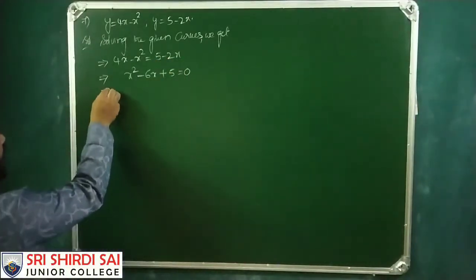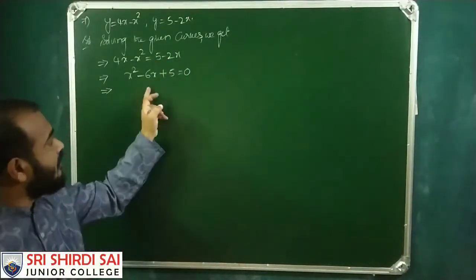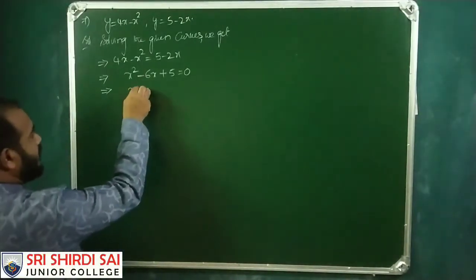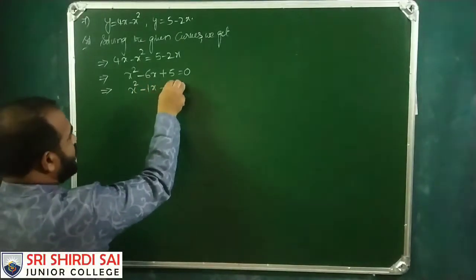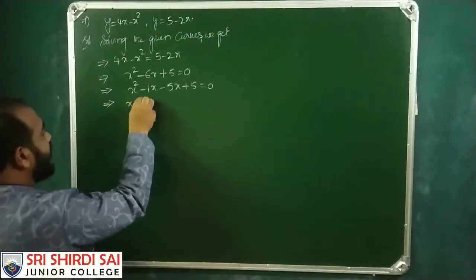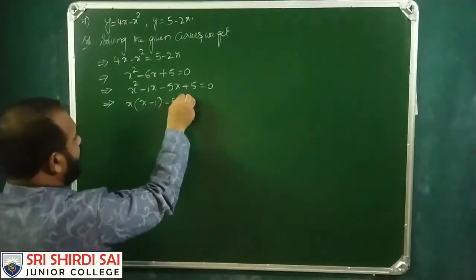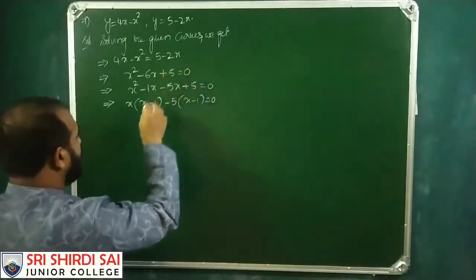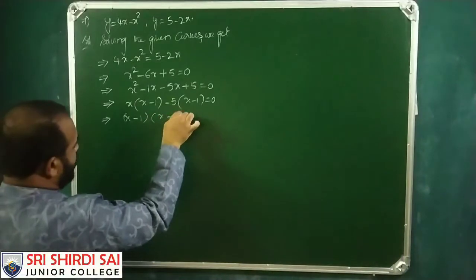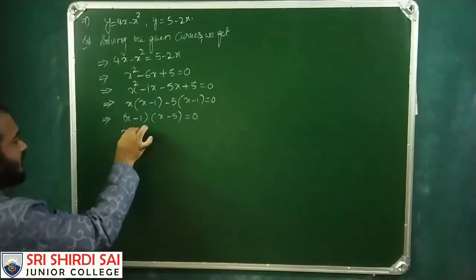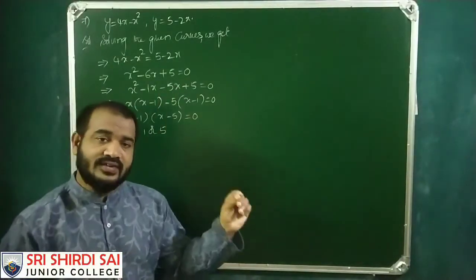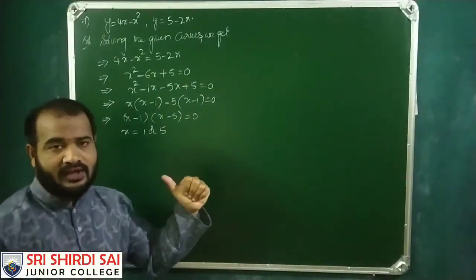Now factorization we will do. 5 ones are 5, 5 plus 1 is 6. So x square minus 1x minus 5x plus 5 equals 0. Take x in common, x minus 1. Take minus 5 in common, x minus 1. So (x minus 1) into (x minus 5) equals 0. Therefore x equals 1 or 5. So one thing is clear that these two are intersecting curves between 1 and 5.